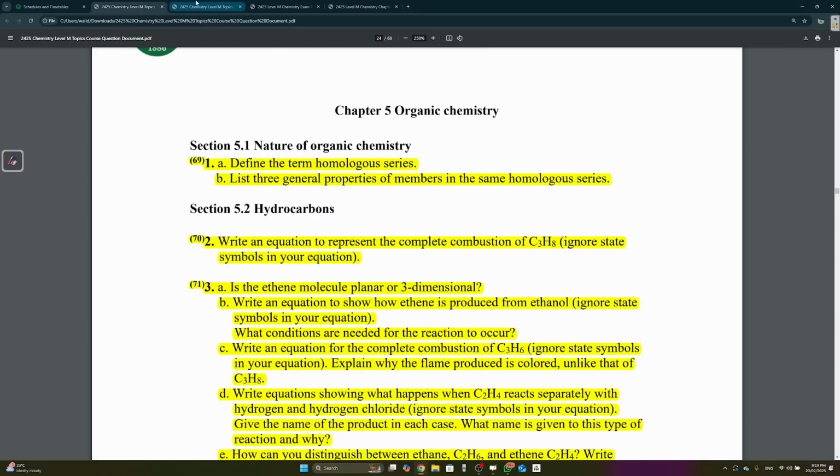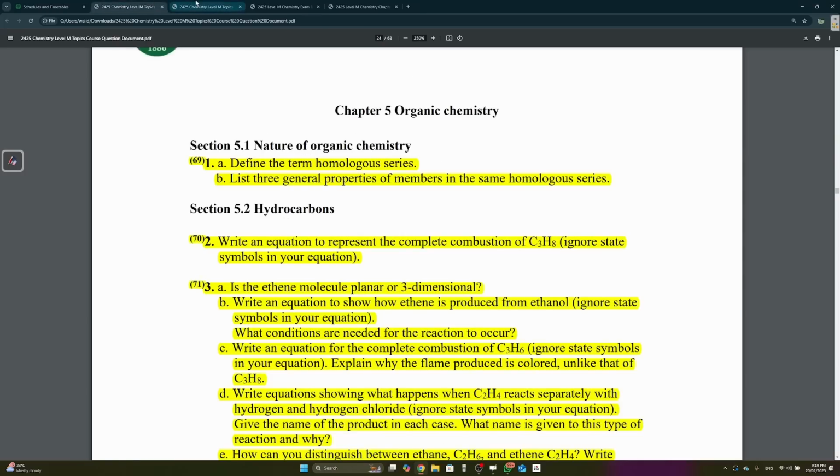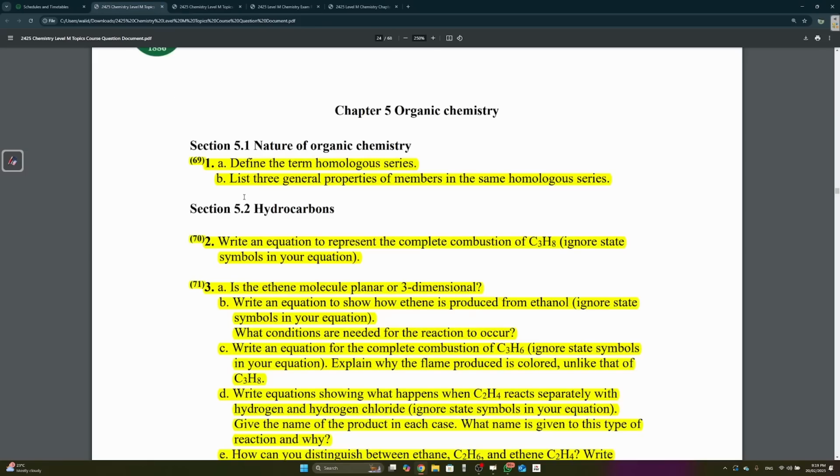What is a homologous series? A homologous series are members of the same family. They have the same functional group, right? Okay, and what are 3 properties about them? Let's see. They all have the same general formula. They all show similar chemical reactions, right? Similar, keyword similar. And they have similar methods of preparation. Okay? Memorize. You need to know this.